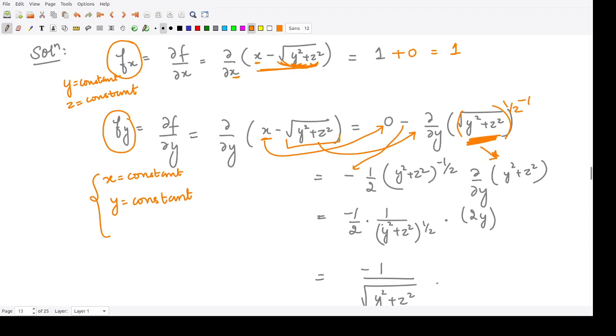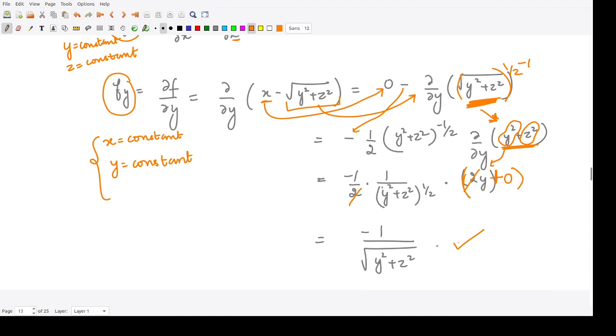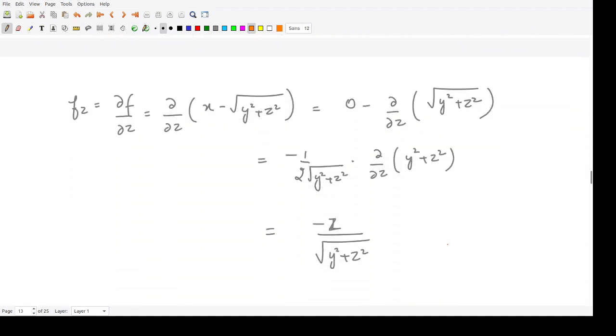So how do you perform the partial derivative with respect to y of the term y square plus z square? Firstly you will perform the derivative of y square, that would be 2y, and then the derivative of z square would be equal to 0. Why? Because z is constant. So when you simplify this, the 2 and 2 cancel, and you have minus 1 divided by square root of y square plus z square. This is the partial derivative of f with respect to y, and then we will calculate the partial derivative of f with respect to z.